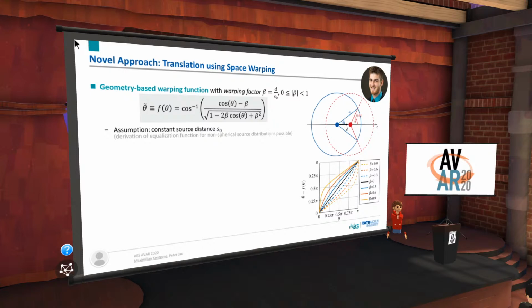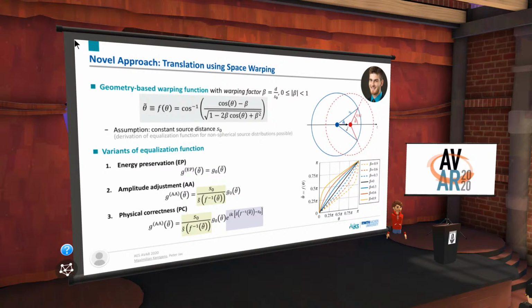And now we have to discuss how to choose our equalization function. We are basically considering 3 different flavors of it. First is the energy preserving variant, and the second variant introduces an amplitude adjustment in addition to the energy preservation, according to the inverse square law of distance, so that if we approach a source, the sources also get louder.